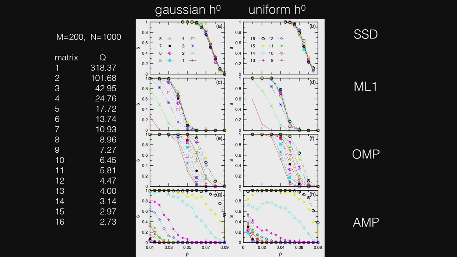So these are some more results. For the correlations in the matrix, from highly random to highly structured, this algorithm seems completely insensitive to the structure correlations in the matrix. But for all the other algorithms that we tested, when the correlations increase, the performance becomes quite deteriorated.